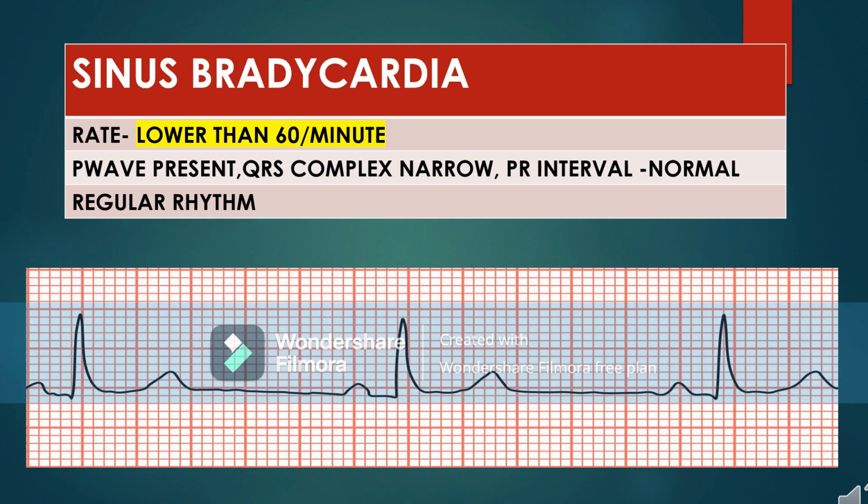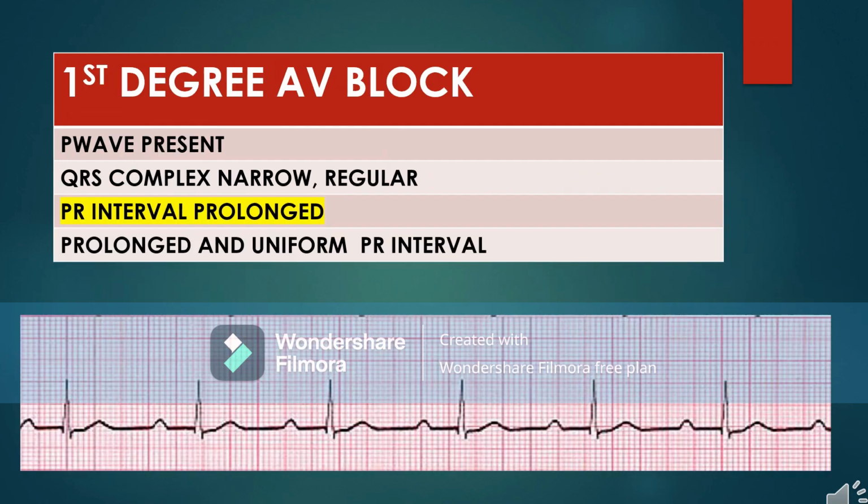Sinus bradycardia. Here we can see the rate is below 60. P wave present, QRS complex narrow, PR interval is normal, regular rhythm. So only the rate is below 60, everything else is normal in sinus bradycardia.